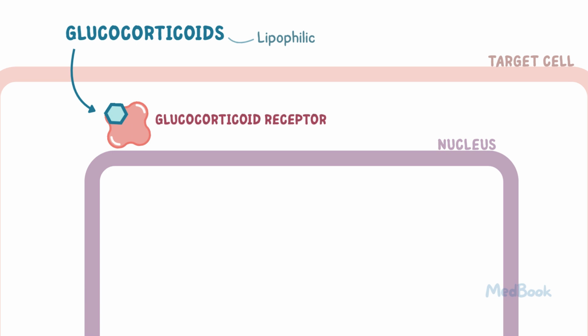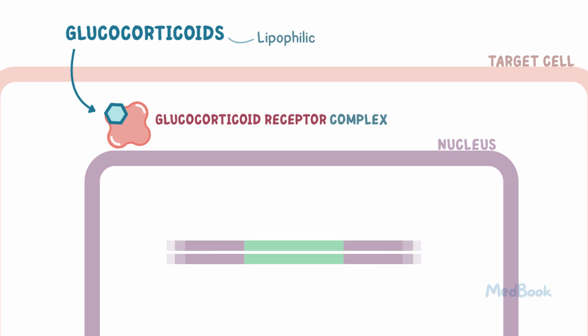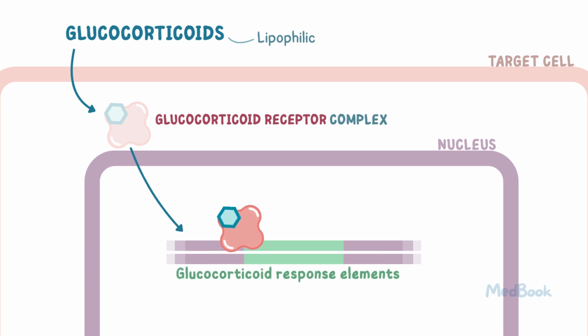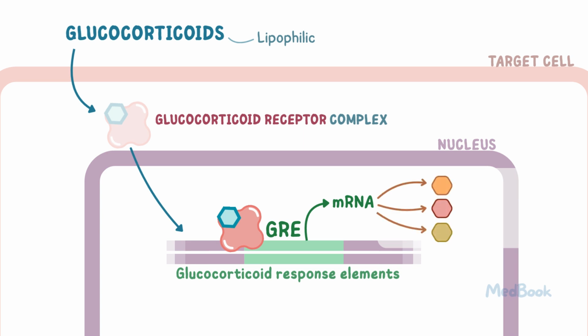Now, this glucocorticoid receptor complex undergoes some structural changes, which allow it to enter inside the nucleus and bind with the glucocorticoid response elements, or GRE, on the chromatin. This induces transcription of specific mRNA that's used to synthesize different proteins, which in turn modify various cell functions and metabolic effects in the body.